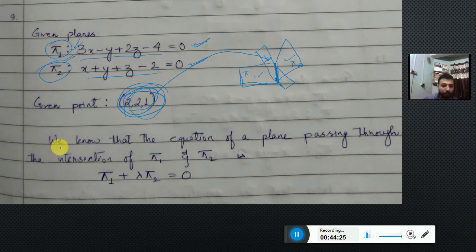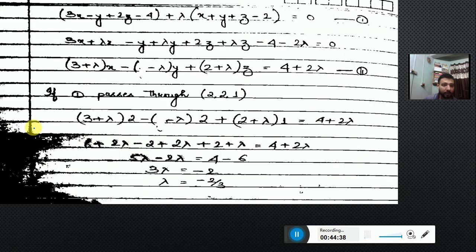Now we know that the equation of a plane passing through the intersection of two planes, pi 1 and pi 2, will be written like this, right? Pi 1 plus lambda times pi 2 equals 0. This is the equation. Now let's write down those equations. You can see I have written the equation here: 3x minus y plus 2z minus 4 plus lambda times (x plus y plus z minus 2). These are our two planes. Once you write it and solve it, you will get an equation like this.